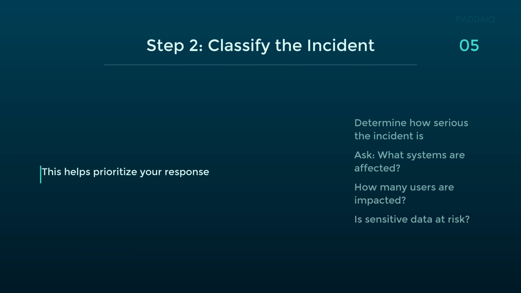This helps prioritize your response. This means you determine how serious the incident is so you can decide which problems to fix first. For example, if a payroll system is down, you would address it immediately over a minor reporting delay. Proper classification ensures critical business operations receive immediate attention.